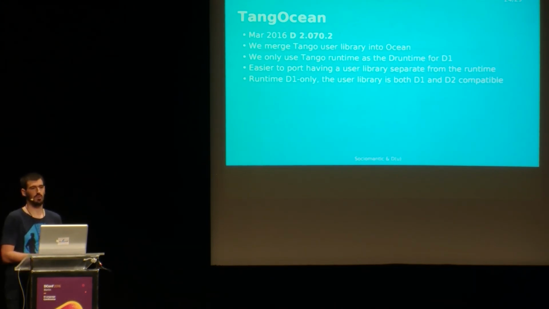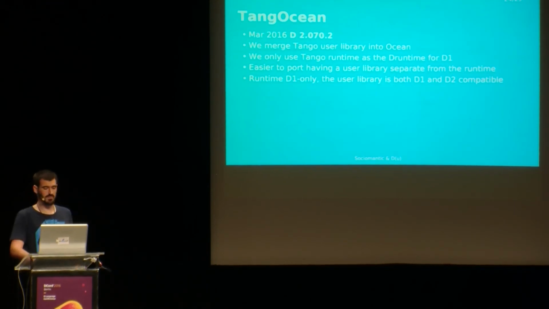Right now you have in D2 a D runtime and the user library is separate. We had Tango that was covering both. And one thing about the runtime is we don't need to do anything about the runtime. It can be just D1 only because it will work only on D1. In D2 we will use D runtime. So we wanted a unified base user library, so we merged both. Both were D2, so it wasn't a big deal.